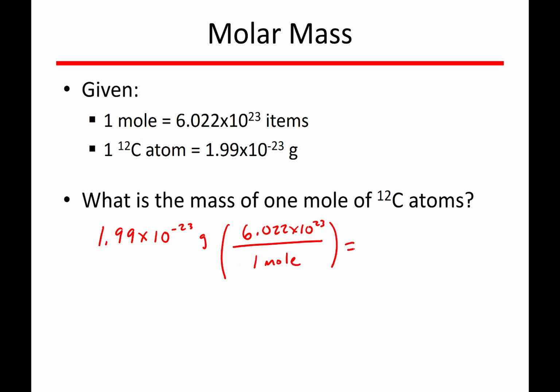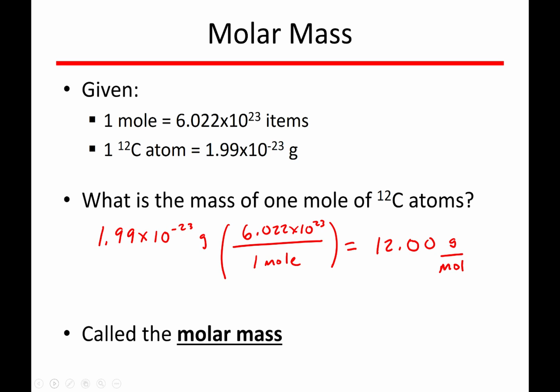All right, so you can go ahead and calculate this. When you multiply the mass of a single atom by Avogadro's number, what you're going to end up getting is 12.00, and the units are grams per mole. So what this says is that there are 12 grams of carbon in every mole of carbon atoms, 12 grams per mole. We call this the molar mass. What the molar mass tells us is how much a mole of something weighs. What's the mass per mole of the substance that you're studying?